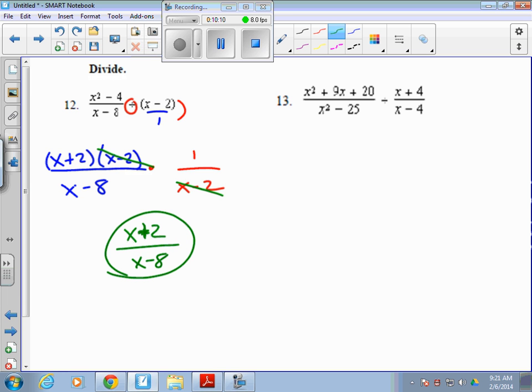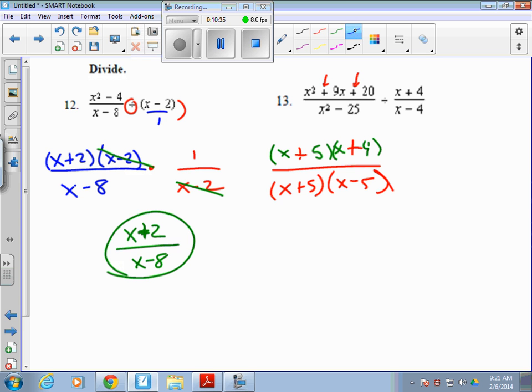You've got a trinomial to factor out. At the top, x squared means x times x. You need to use the factors of 20, which are 5 and 4. Those are the only ones that get you to 9. This tells you that they have to be the same sign. This tells you they're both positive. So plus 5, plus 4. The difference of perfect squares, x plus 5 times x minus 5.